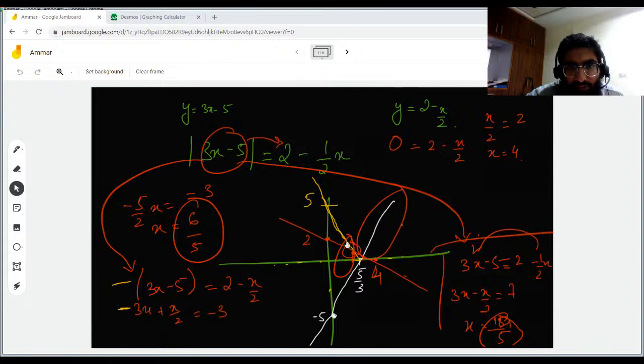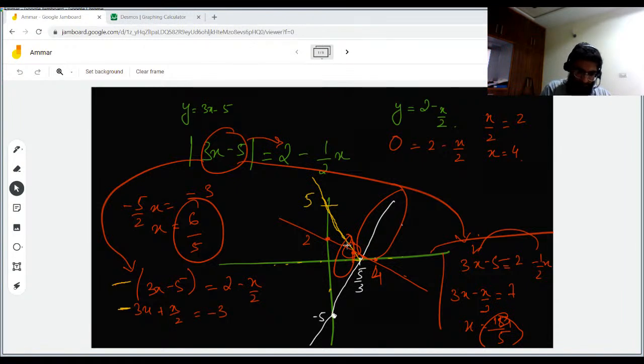The same way we could also do it for inequality, but obviously we know that for inequalities we'd be getting the regions. This was for equalities, both of these are equal.